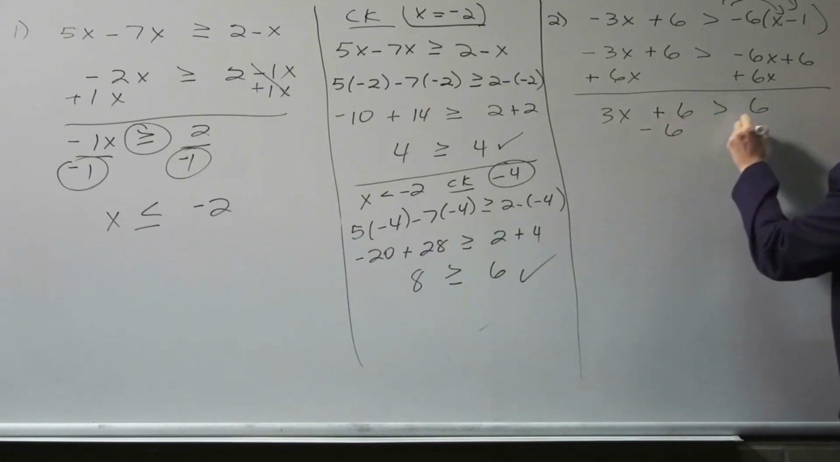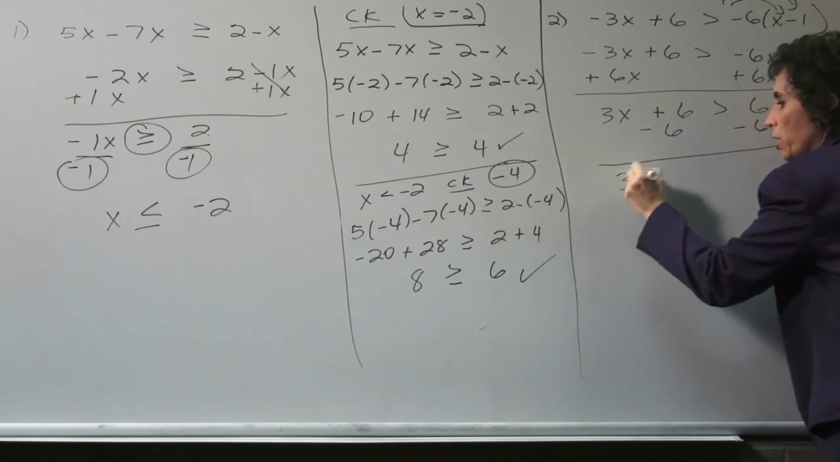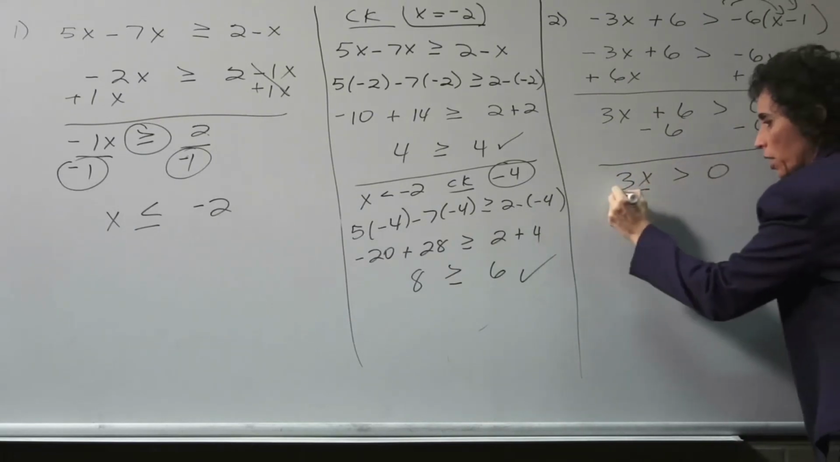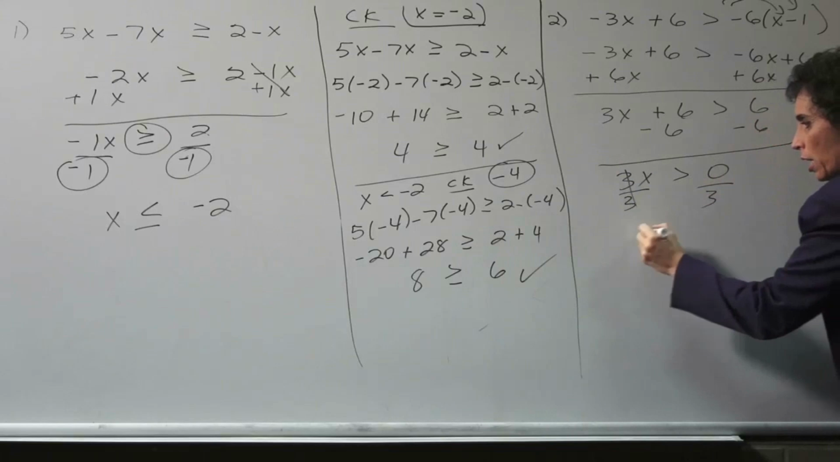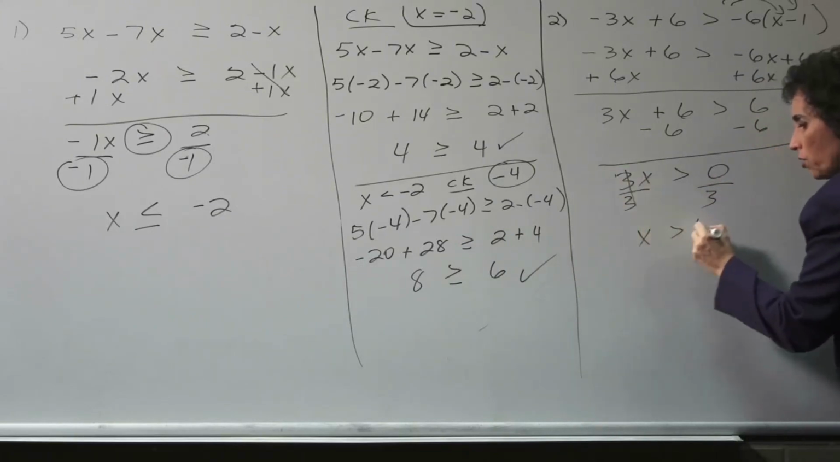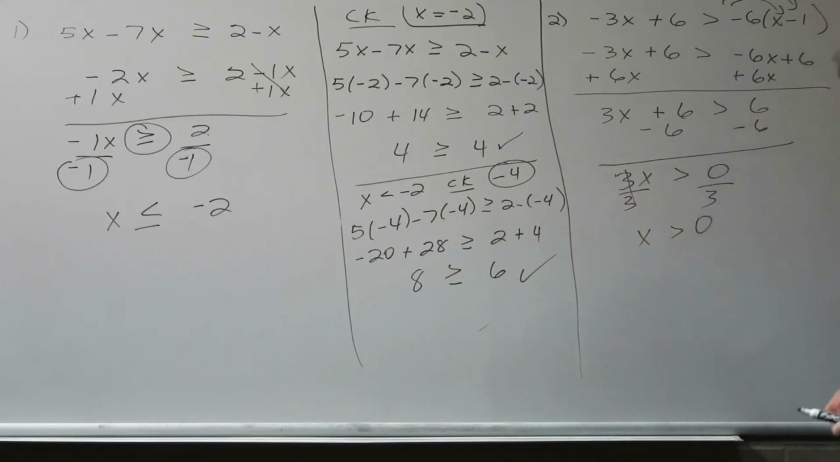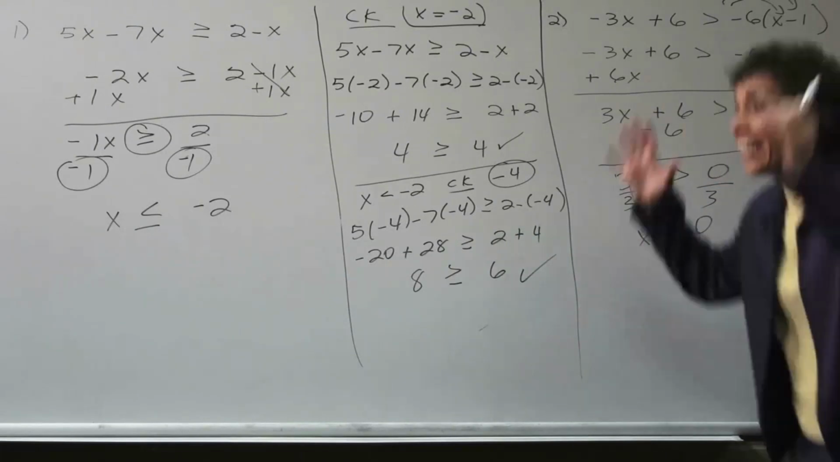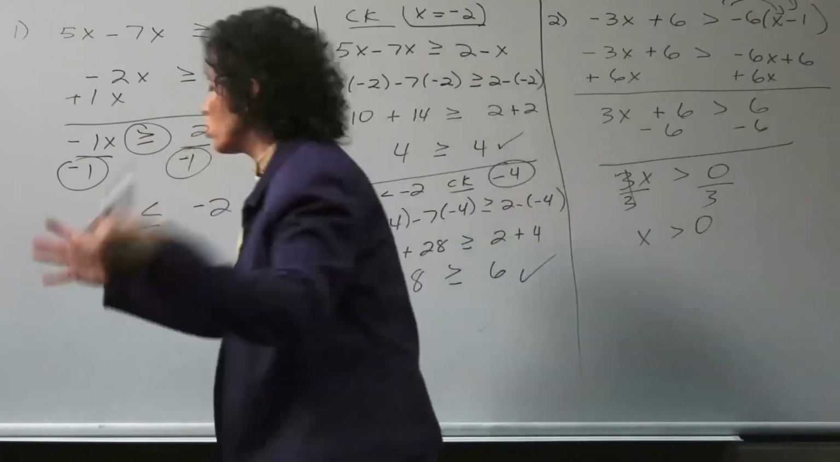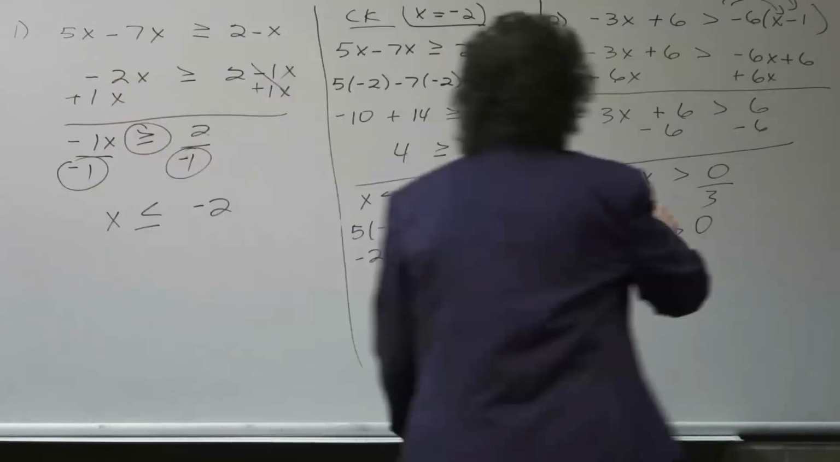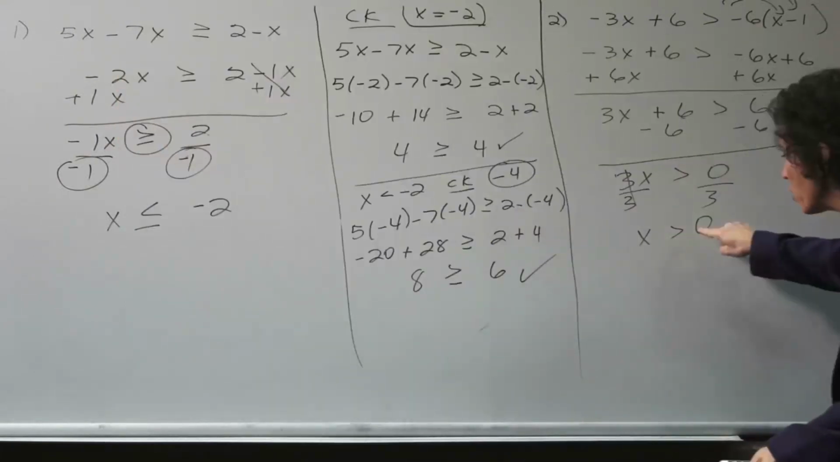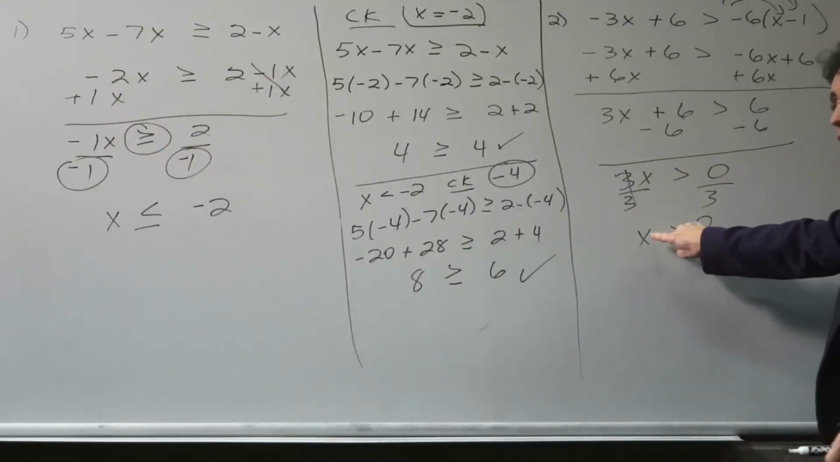I subtract 6. 3x is greater than 0. That's okay. Divide by 3. X is greater than 0. Can I check 0? No. I cannot check 0. You will get this wrong if you check 0. You have to check a number greater than 0, not 0. A number greater than 0.